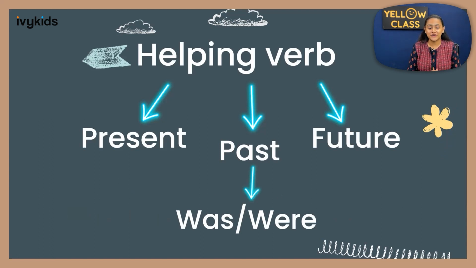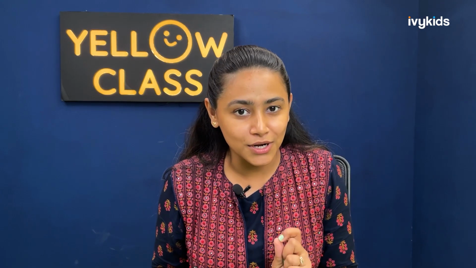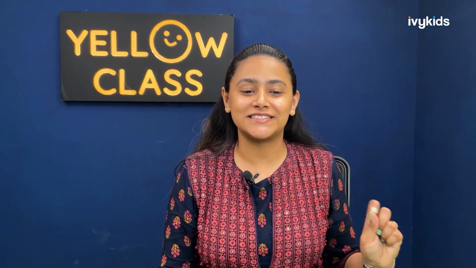Okay? When we move further, we are going to talk about was and were. They are past helping verbs. We can also add the word had in this list. When we talk about will, that is a future helping verb. Now you all have to remember which helping verb is the part of present, past or future. Okay kids?